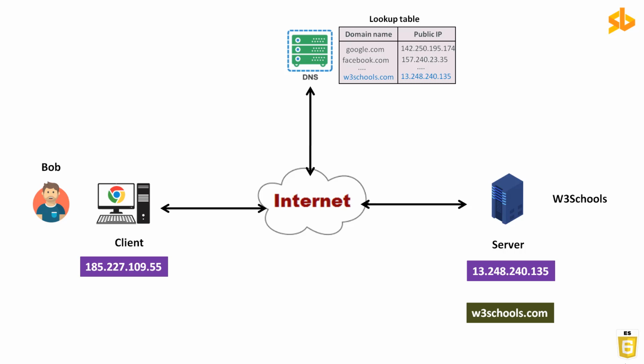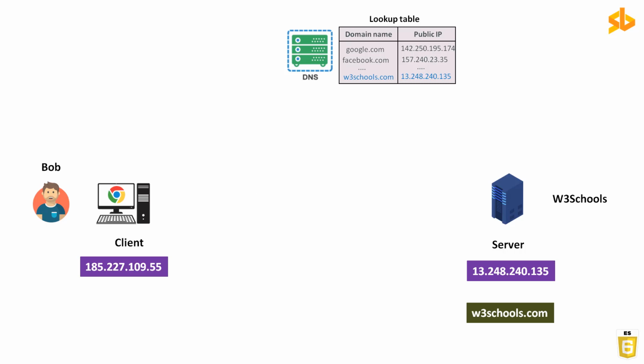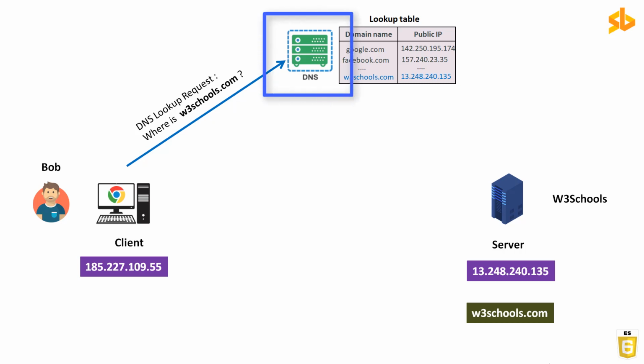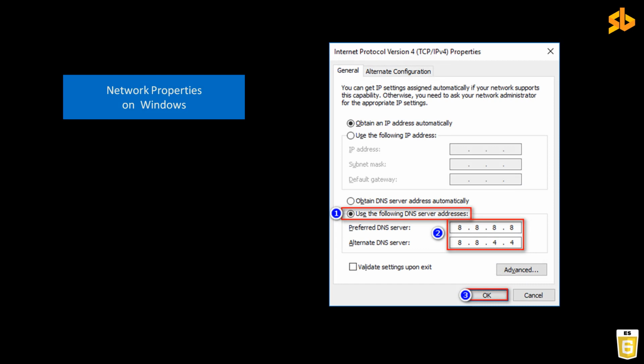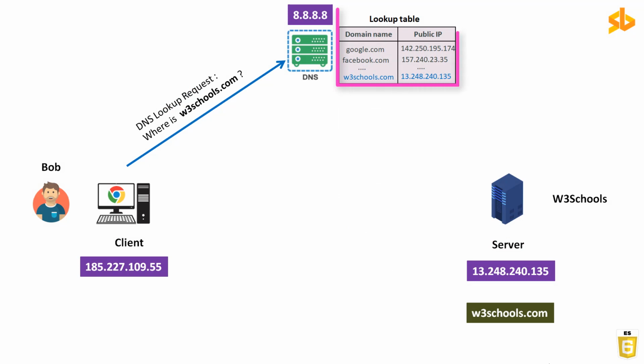Now that we know all the systems are connected through the internet, let's clear up some screen space. When Bob enters the domain name w3schools.com for the first time, the browser automatically sends a DNS lookup request to this DNS system. Now the question is, how does Bob's browser know where the DNS server is in the first place? It knows because the DNS server's details are pre-configured into the internet network settings in Bob's computer. This DNS system, which maintains a lookup table, matches the domain name with the public IP address.